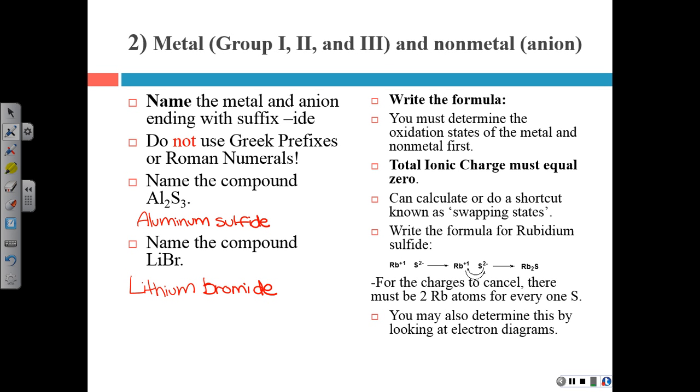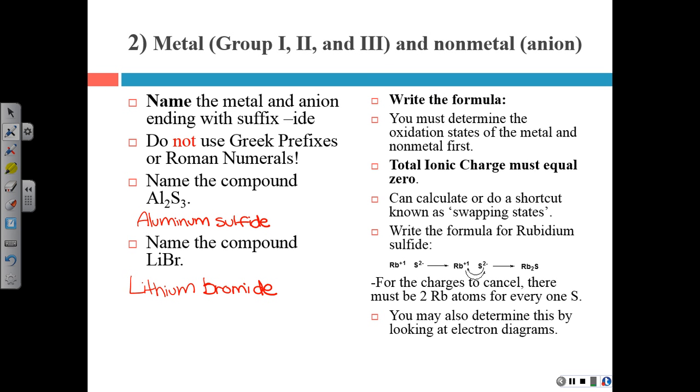So what you're going to do is write out the oxidation state. You know rubidium is always +1 because it's in group 1. All right, look at sulfur. How many electrons does sulfur want to gain? 2. You know that because it's 2 spaces away from argon, right? So it wants to gain 2 more electrons. Then all I do is simply swap those numbers, and it just works.